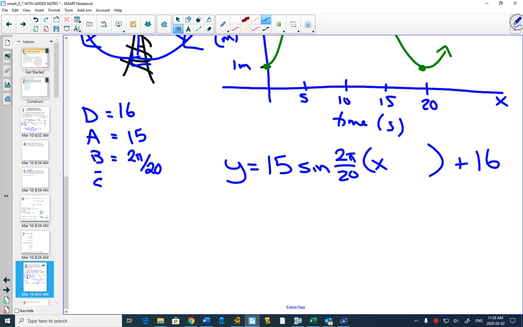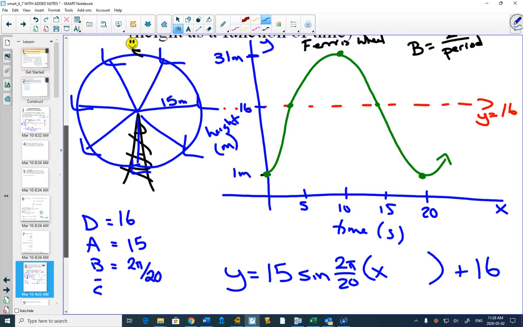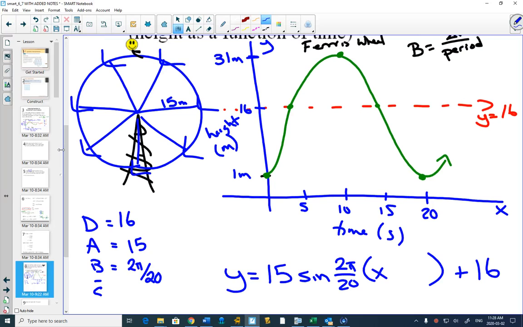Where does a sine graph start? The center going up. When do we have center going up? Right here, a shift of 5 to the right. So our c value for a sine graph would be minus 5. How do you know that it's a shift of 5? Because a sine graph starts on the center line going up. And that is right there.